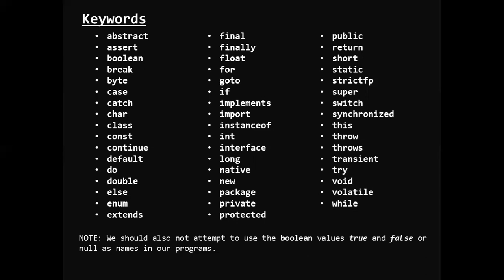Since keywords have specific meaning in Java, we cannot use them as names for variables, classes, methods, and so on. All keywords are to be written in lowercase letters. Since Java is case-sensitive, one can use these words as identifiers by changing one or more letters to uppercase. However, it is a bad practice and should be avoided.